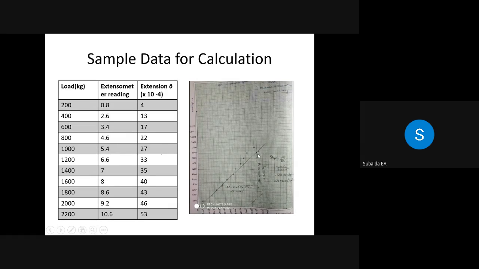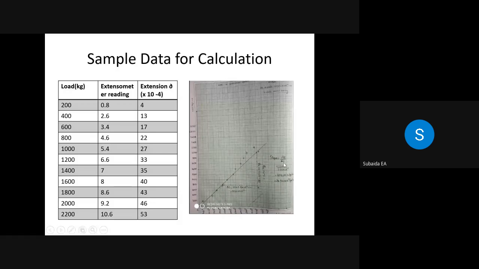The equation used is PL divided by A delta, where P is the load, L is the length or gauge length, A is the initial area of cross section, and delta is the change in the length. In order to calculate this, after plotting, we are giving a best fit line.